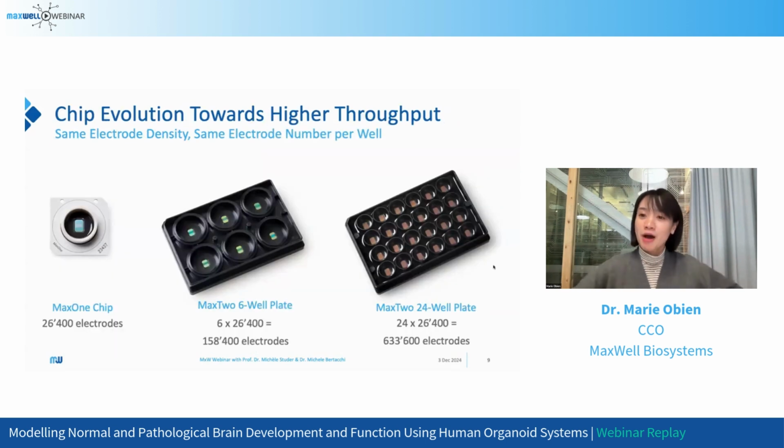All right, so more about how it looks in terms of the plates. We have multiple versions: the single well MaxOne chip with 26,400 electrodes, the MaxTwo 6 well plate, and the 24 well plate, once again, each of which has the very same 26,400 electrode high density microelectrode arrays. It just multiplies to 6 and then 24.